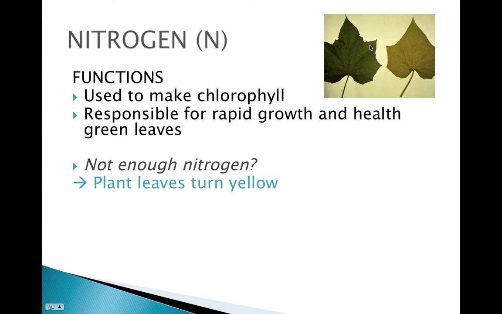And so as you see in the picture, there's a healthy plant leaf, and then there's a nitrogen deficient leaf, which is pretty common on farms. And so a lot of fertilizers can be used to add more nitrogen to the soil.